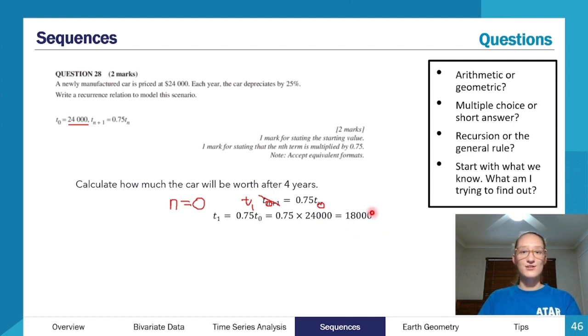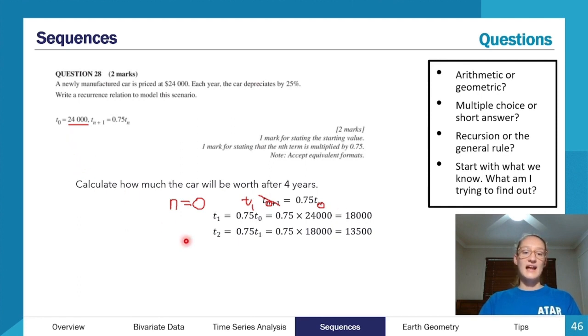That's $18,000. So now we know that after 1 year of time has passed, our car has depreciated by 25%. Our car is depreciated by 25% after 1 year. We can now say that its new value is $18,000.